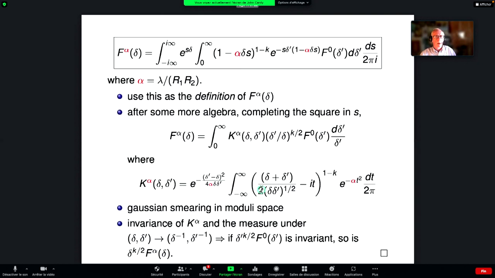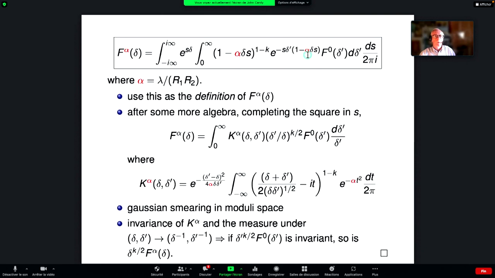definition. So after some algebra, here is what we find for the deformed modular form. So alpha now is a dimensionless version of lambda. So lambda has dimensions of length squared. So here we have a dimensionless version of lambda, which itself is invariant under interchange of R1 and R2. And it appears in this formula here and here.